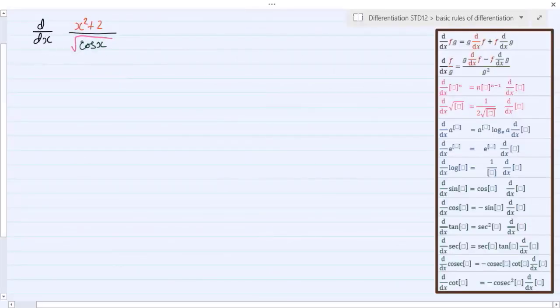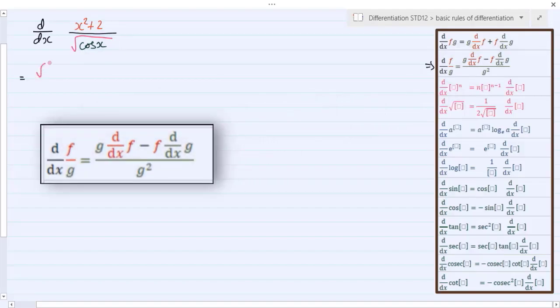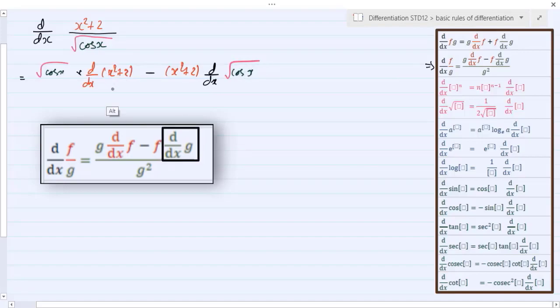Now here we have to differentiate x square plus 2 upon under root of cos x. So let's apply division rule. Your denominator will be as it is. We just have to differentiate your numerator, minus your numerator will be as it is, which is x square plus 2, and we have to differentiate your denominator, which is under root of cos x, upon under root of cos x the whole square.